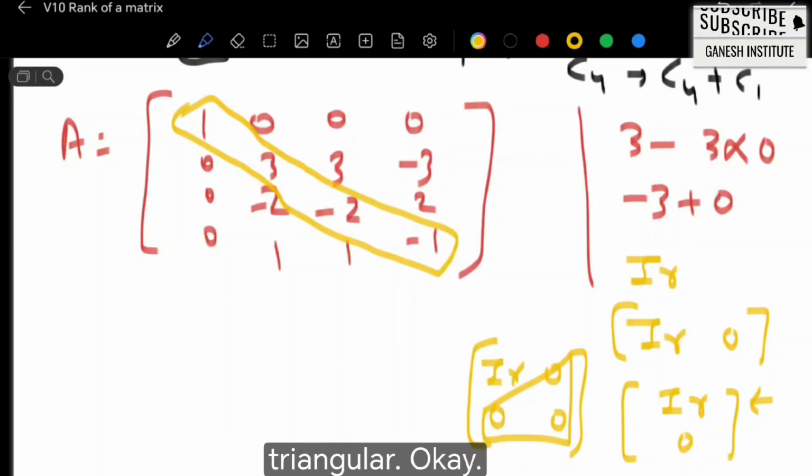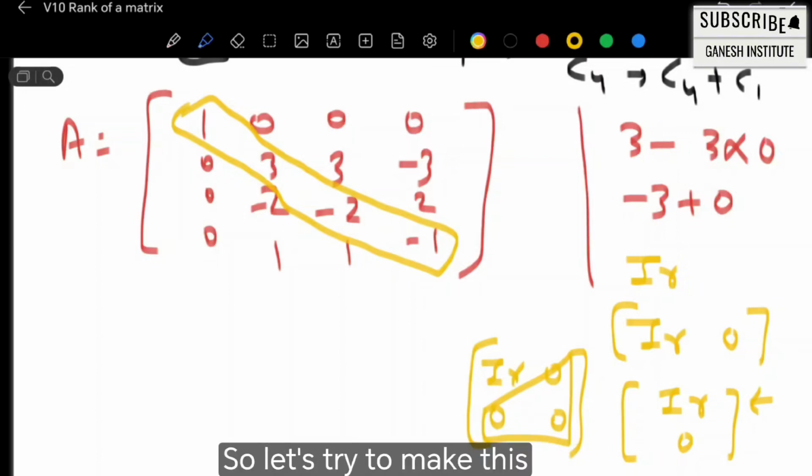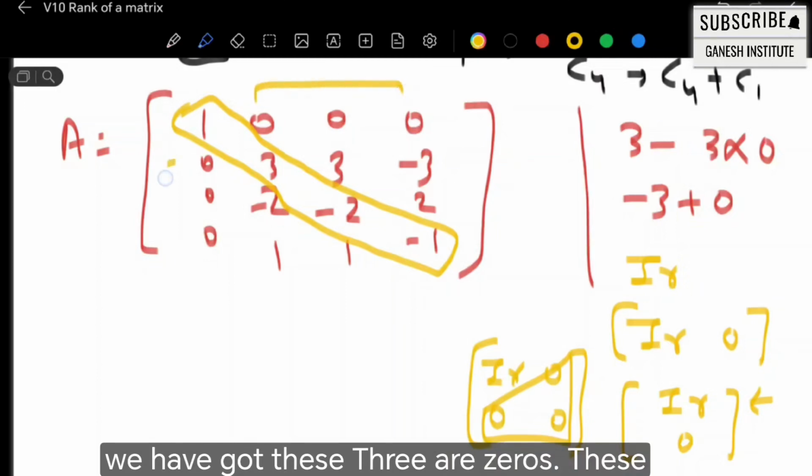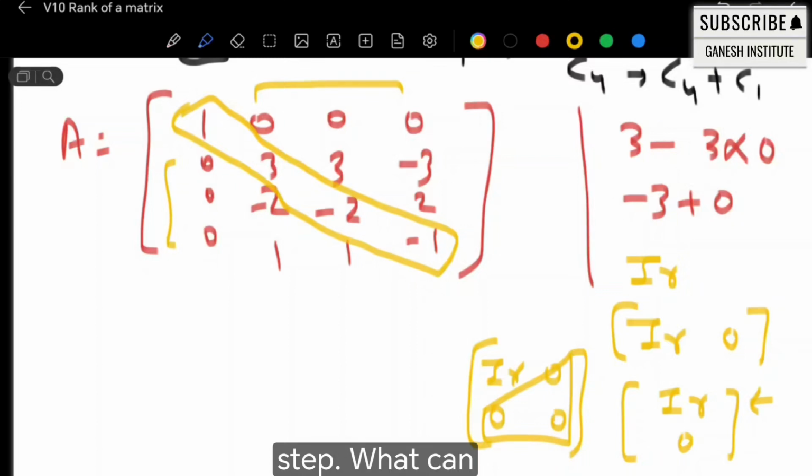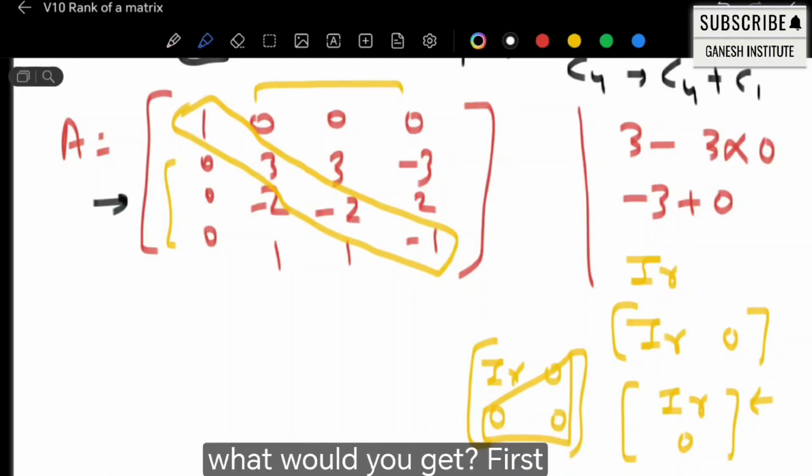See, these are zeros, or it can be upper triangular, lower triangular. Okay, so let's try to make this. We have got these 3 as zeros, these 3 as zeros. Let's move on to the next step. What can we do to have more zeros? If I do R3 plus 2R2, what would you get?